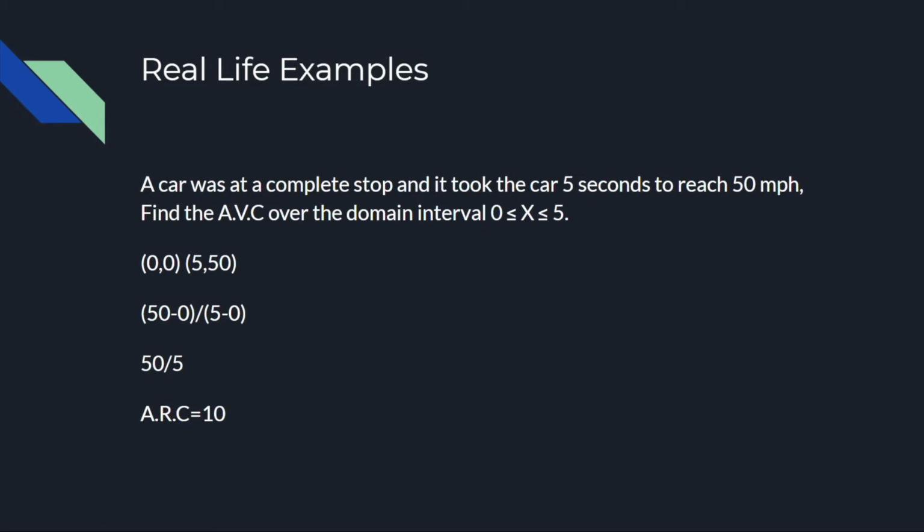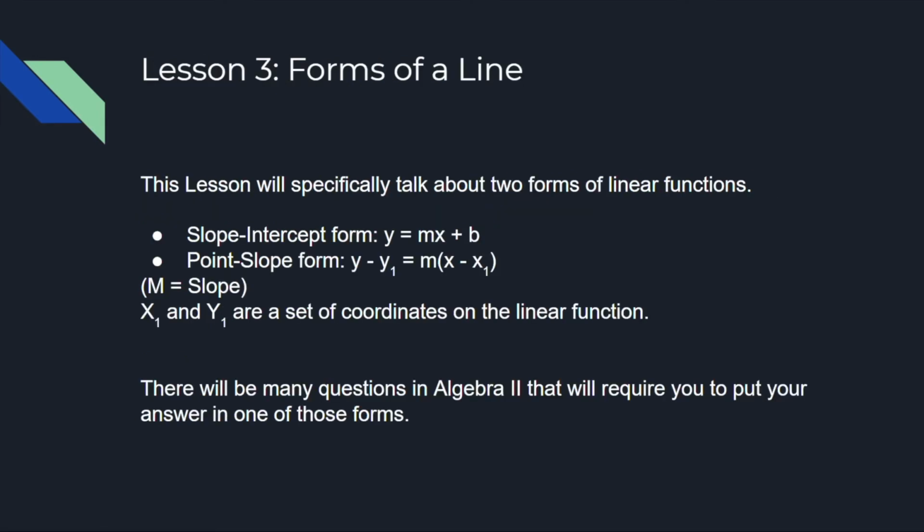Now, lesson 1 was simple, lesson 2 was simple, lesson 3 will also be simple. Lesson 3 is forms of a line. This lesson will specifically talk about two forms of linear functions, slope-intercept form and point-slope form.